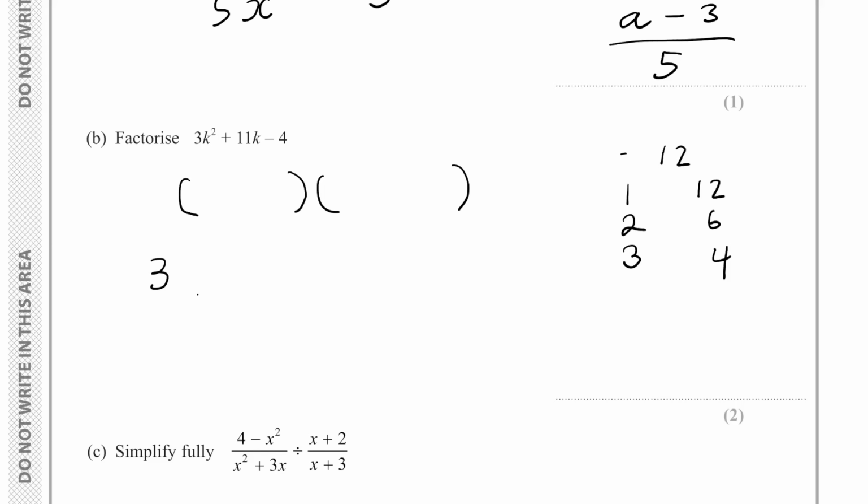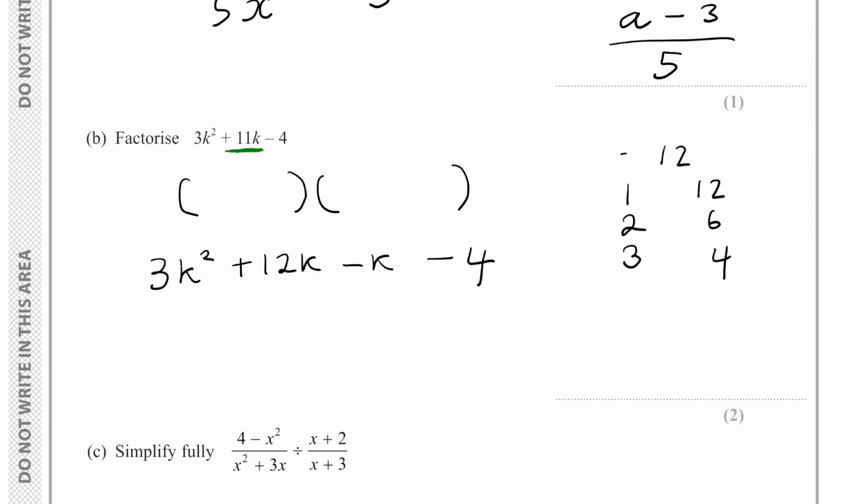So I'm going to change it into 3k squared plus 12k minus 1k minus 4. I'm changing 11k into 12k minus 1k. When we expand double brackets, we get 4 terms, and then we add the middle ones together. We collect the like terms. I've split the middle term back up into 2 separate terms, and then we can work out what the multiplications were.